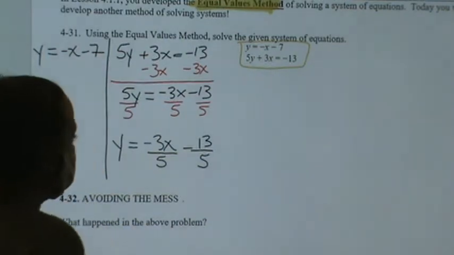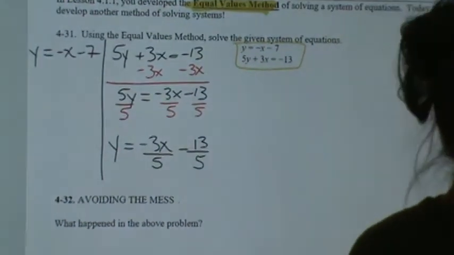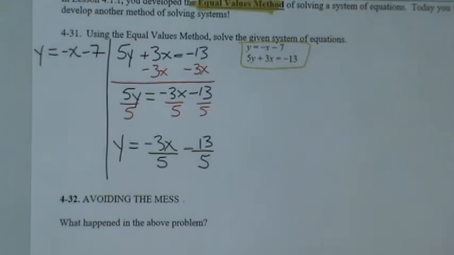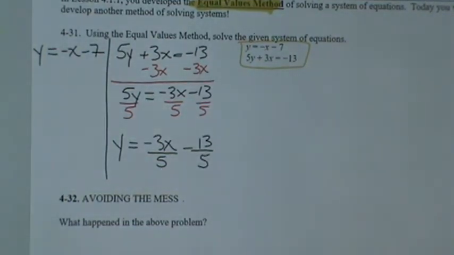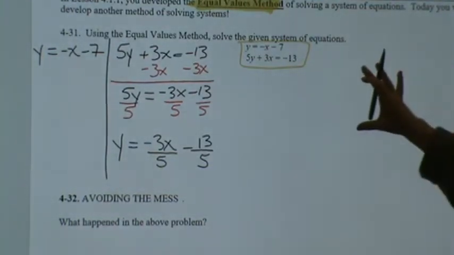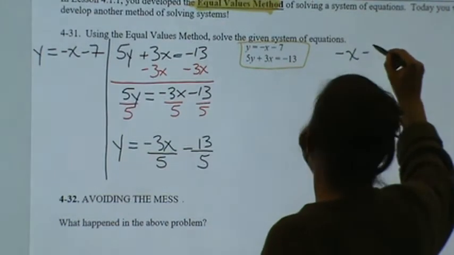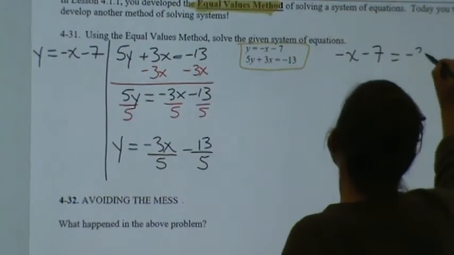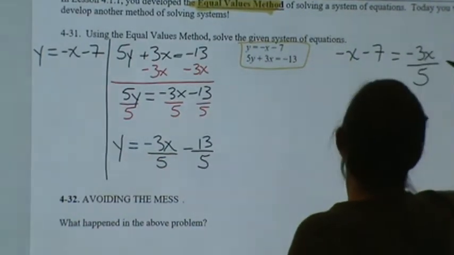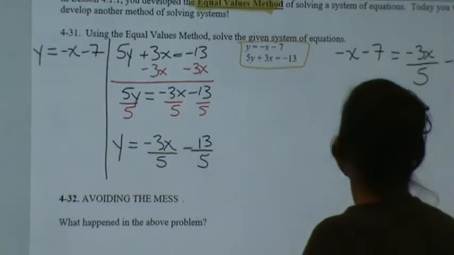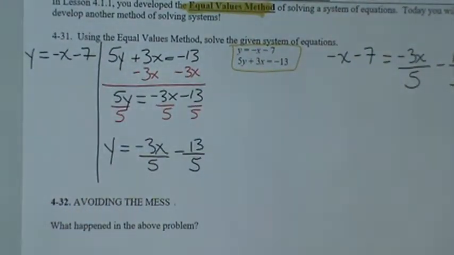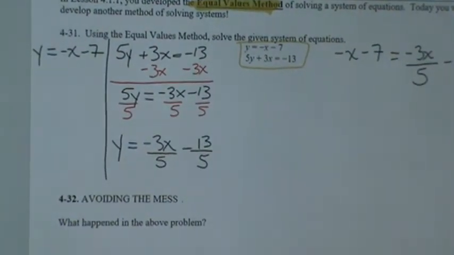Ugh. Look at that. That is an ugly looking fraction. But that's what it is. So now we are ready to do equal value. The only way you can do the equal value method is if both equations say y equals. So I'm going to come over here because I'm finally ready to do this. I get negative x minus 7 equals negative 3x over 5 minus 13 over 5. Again, what a mess.